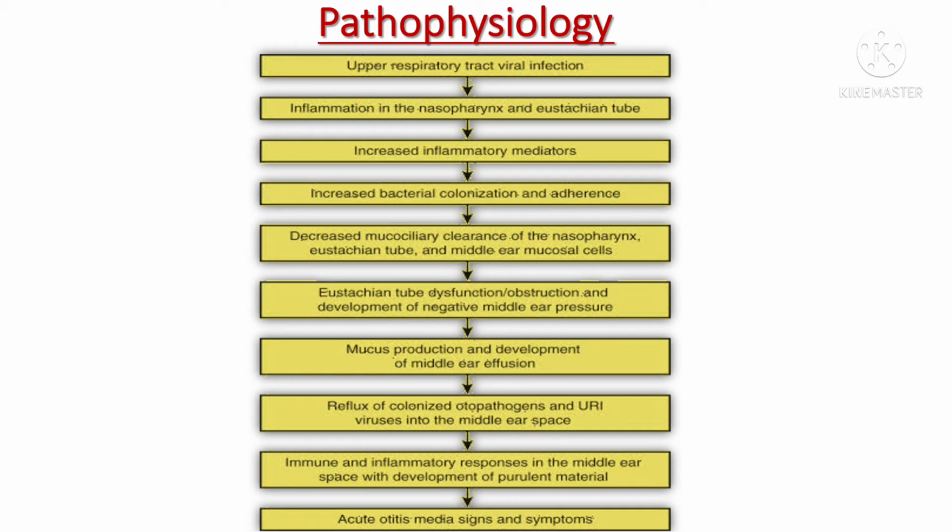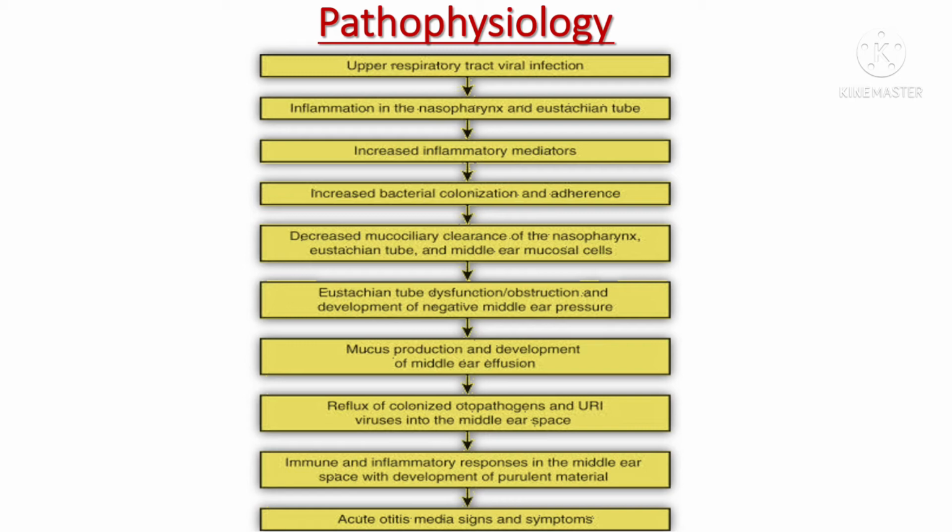Since the eustachian tube connects our middle ear with the nasopharynx, what are its functions? It ventilates our middle ear, maintains the pressure of the middle ear, and clears all the secretions from the middle ear. So when it is obstructed or dysfunctional, what will happen? There will be development of negative pressure in the middle ear, there will be collection of fluids, and also, because of this obstruction, there will be mucus production and development of middle ear effusions.